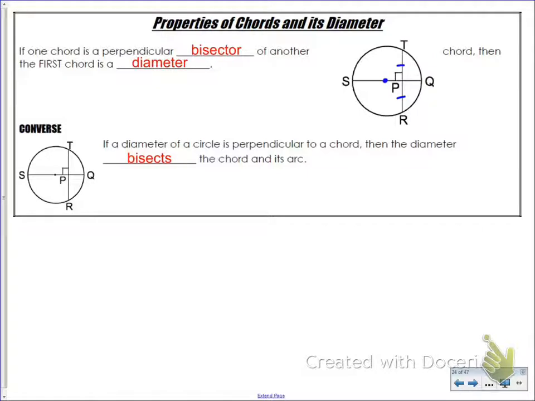So if we know a chord is a diameter, so for example, right here, we've got SQ is a diameter. We can clearly see that it goes through the center of the circle. And it's also perpendicular to TR. Therefore, it's also going to be a bisector. So meaning TP and PR will be congruent to each other.